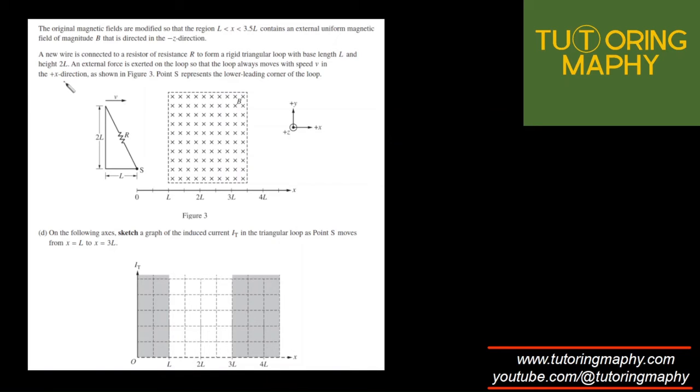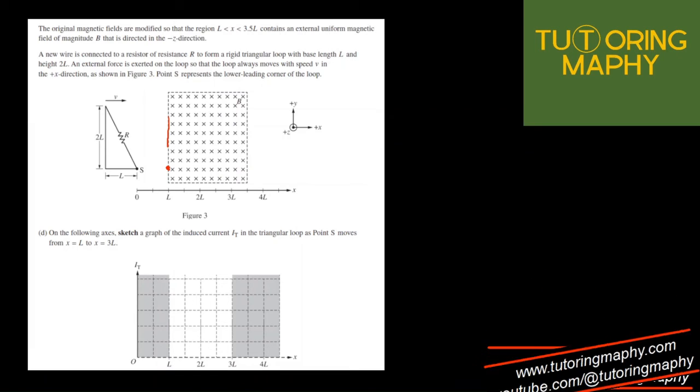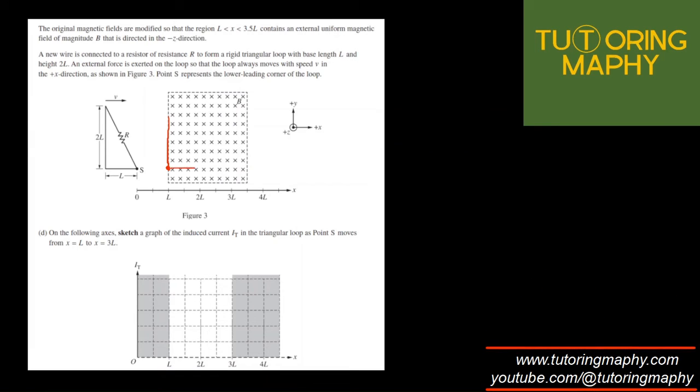I think it's easier to first determine where there is no induced current, because again, this is L. As soon as the left edge of the loop is over here, the other L will come over here. So when the right edge of the loop, or point S, has moved to 2L... Oh, sorry. Okay, we just need to graph from L to 3L.